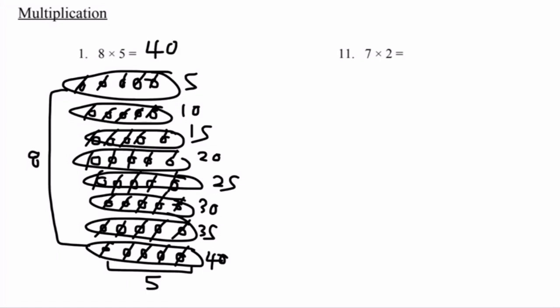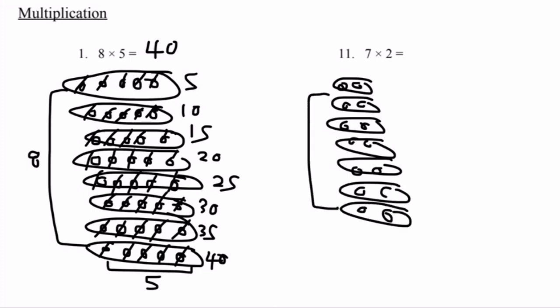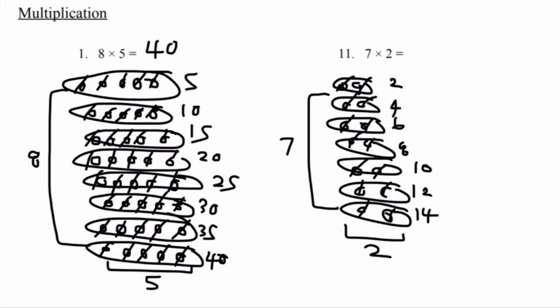Number 11, 7 times 2. 7 times 2 can also be referred to as 7 groups of 2. Let's draw it out. We now have a total of 7 groups of 2 circles. Now let's add it all together to find our final answer. 1, 2, 3, 4, 5, 6, 7, 8, 9, 10, 11, 12, 13, 14. 7 groups of 2 equals 14. Therefore, 7 times 2, which is the same thing as 7 groups of 2, should also equal 14 as well.